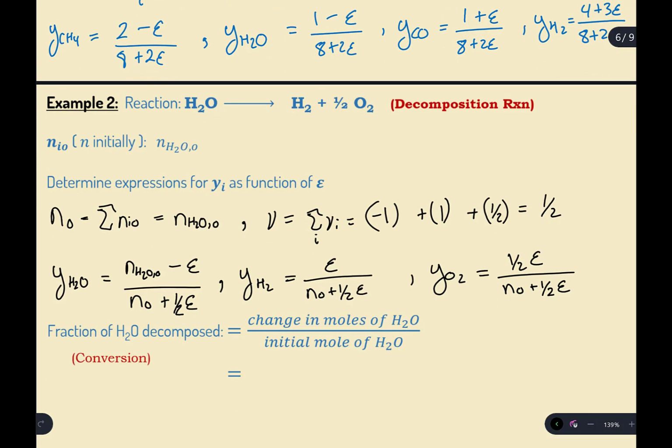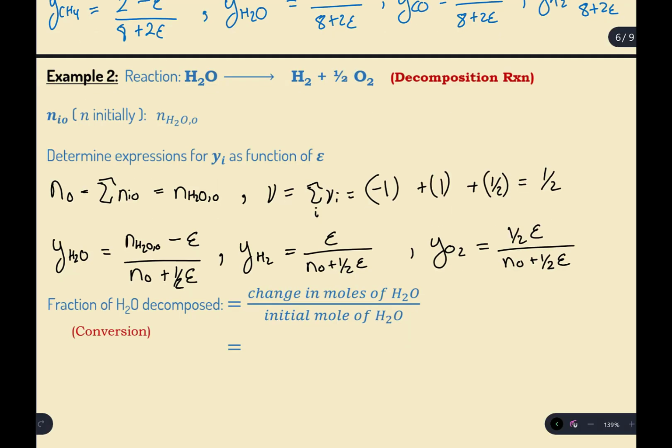Alright, so now we're going to look at the fraction of H2O decomposed. Change in moles of water divided by initial moles of H2O, which is basically my conversion. If I take the change and divide by my initial, that's the conversion. Because if I have 0 change, and I divide by my initial, I get 0. If I have 100% change, then the top and the bottom will be equal. Conversion, x, would be equal to 1. So this is my conversion, the fraction of H2O decomposed.